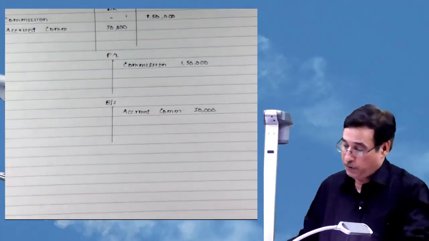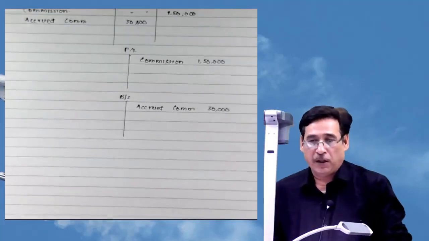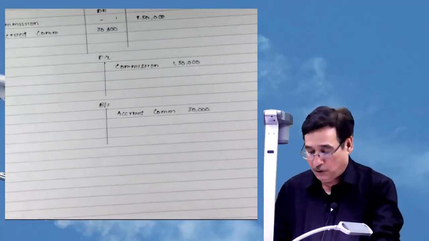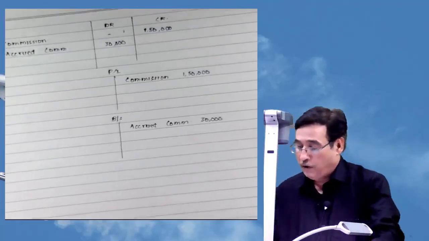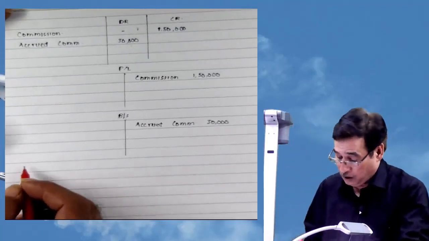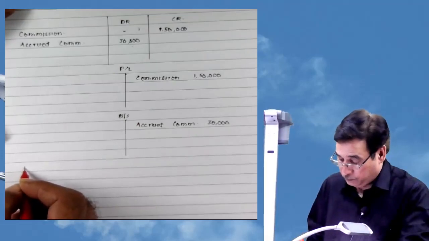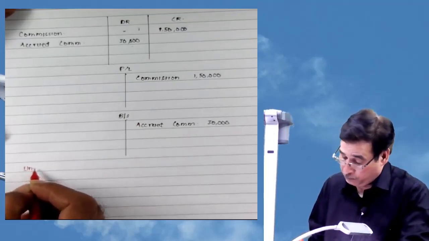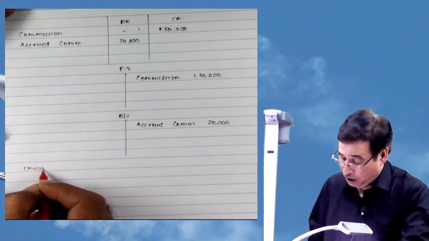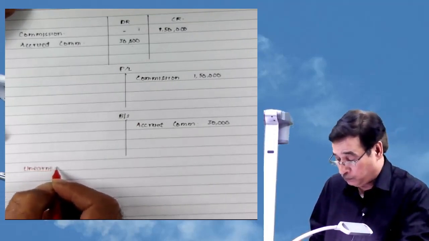Is it clear to you? This is how the treatment of accrued income shall be done. If it is clear, we will take another treatment, that of unearned income. What is unearned income? It is the opposite of earned income. Unearned income.